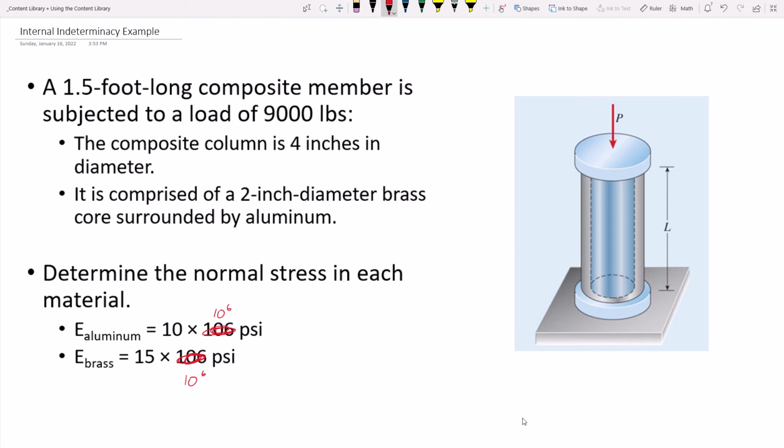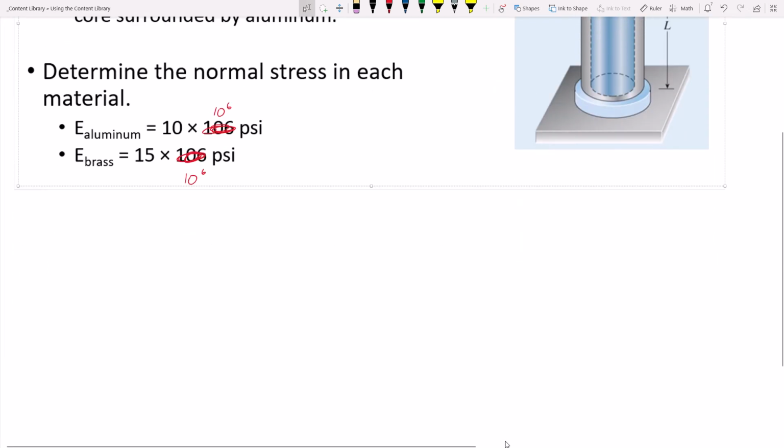The other thing that I do want to mention before we start this problem, because I know there's people writing stuff down, we were given the length of the member, but you're going to see here in a second how for this particular problem it doesn't matter. But you'll see why here in a second. Okay. Has everybody got this? Okay. So first off, let's get some properties.